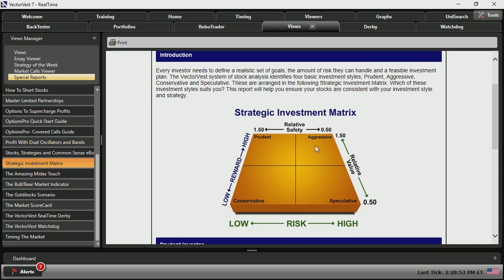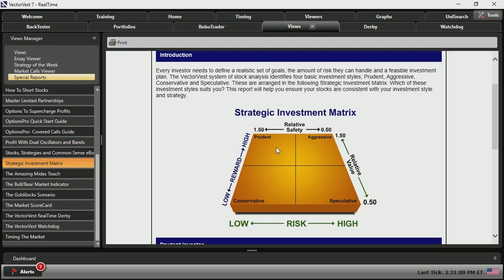Now, if you're an investor that's more focused on capital preservation than capital appreciation, such as somebody who's looking for more consistent dividends, then we would focus on a conservative style of investing. There, as a conservative investor, your main focus is low risk. And since your focus is going to be more on capital preservation, you would give less emphasis to the relative value. So you may be willing to accept stocks with a relative value below 1 as long as they have a high relative safety score.